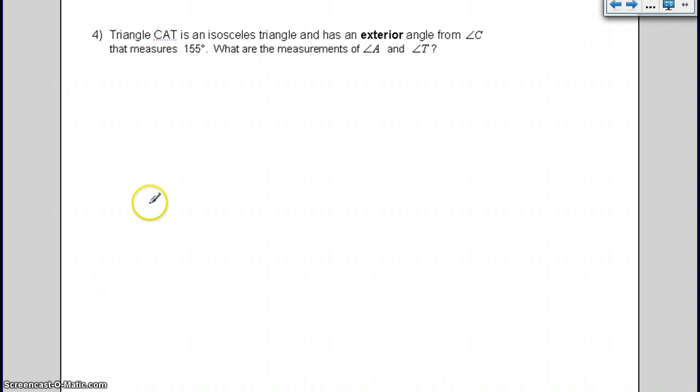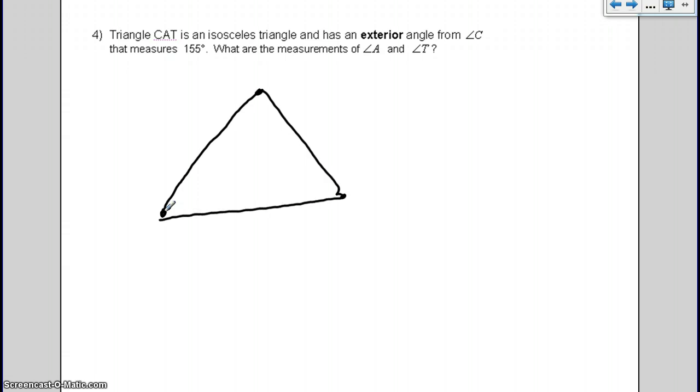Triangle CAT is an isosceles triangle. It has an exterior angle from C that measures 155. What are the measurements of A and T? CAT has an exterior angle from C, so probably right here. This angle is going to be 155. What are the measurements of A and T?